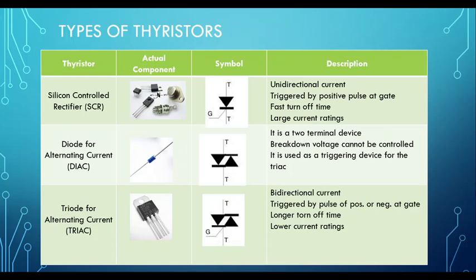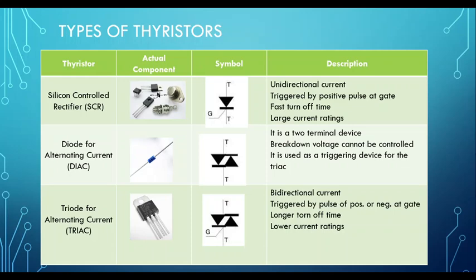Now there are different types of thyristors. We have the SCR, or the silicon controlled rectifier, and we have also the diac, or diode alternating current, and the triac, or triode alternating current. These are actually used for AC. The diac and the triac carry high voltage. Now the actual components, as you can see here, except for the diac, which has two terminals, the rest have three terminals.